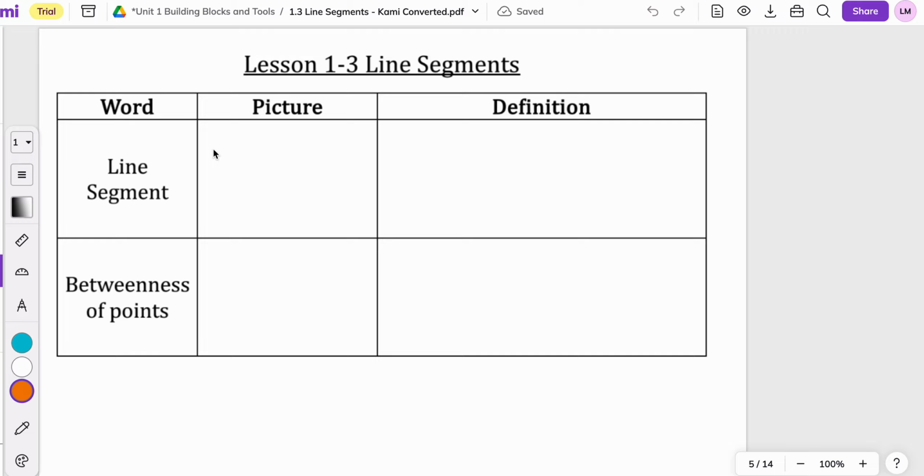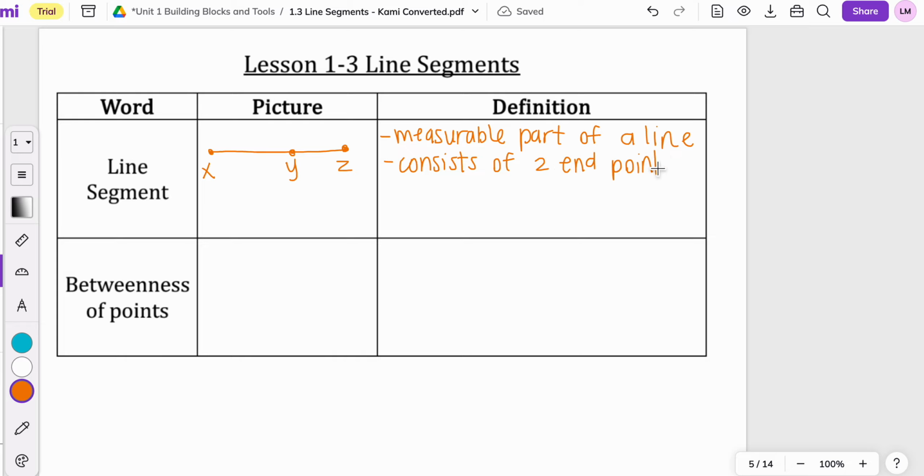First, we're going to talk about a line segment. So let's look at a picture first, and then we'll talk about a definition. So I'm going to go and draw a line segment, and I'm going to have some points, let's say X, Y, and then Z. And a line segment is a measurable part of a line and consists of two endpoints and all points in between.